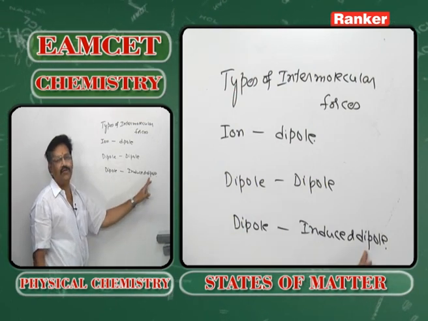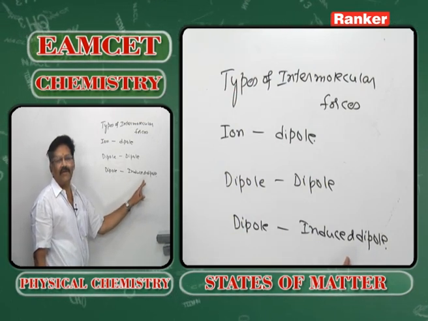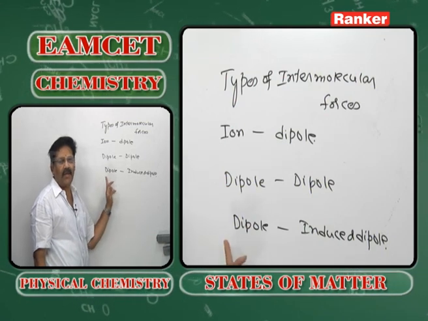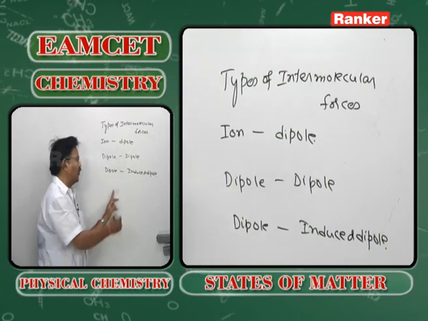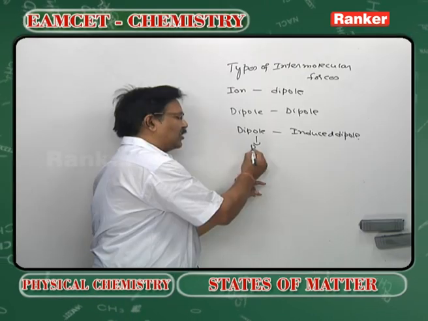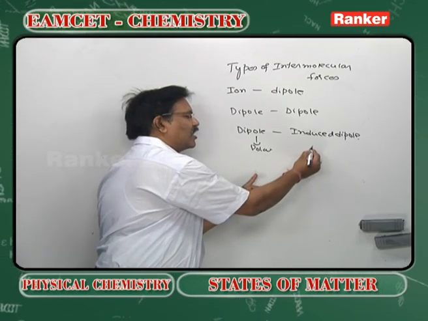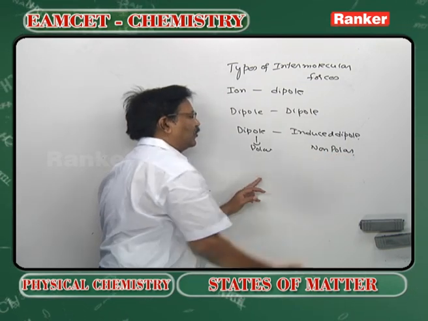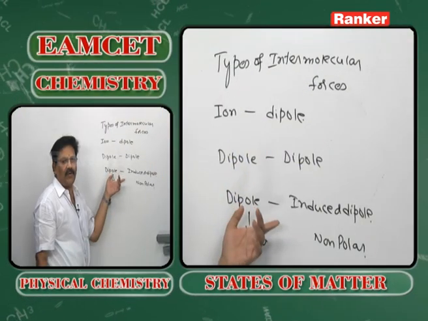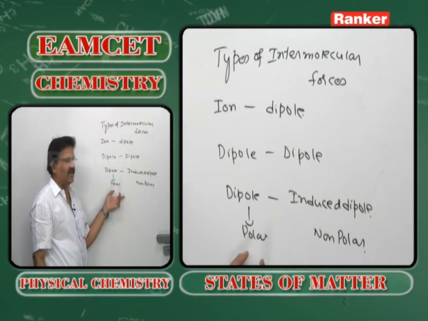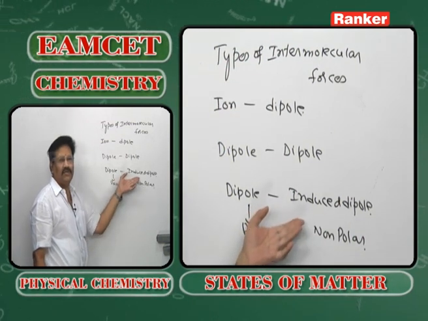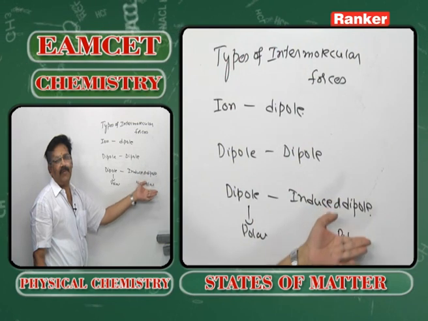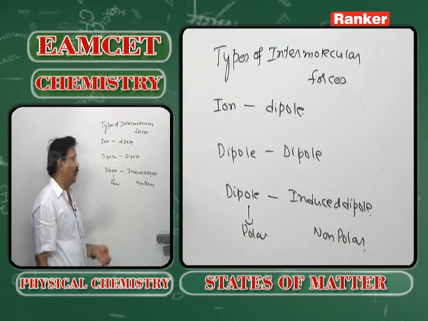Dipole and induced dipole type of attractions exist between a polar covalent compound and a non-polar covalent compound. In a polar covalent compound, a permanent dipole will be present, which will introduce a temporary dipole in the non-polar compound.